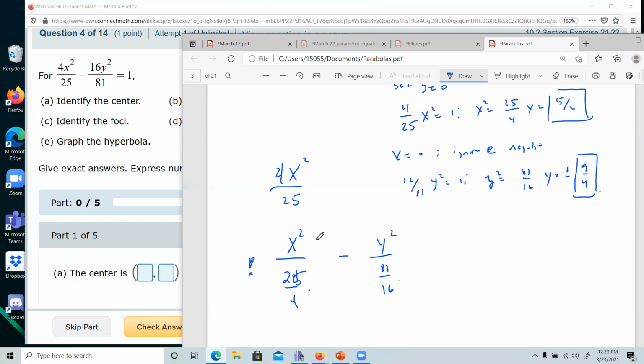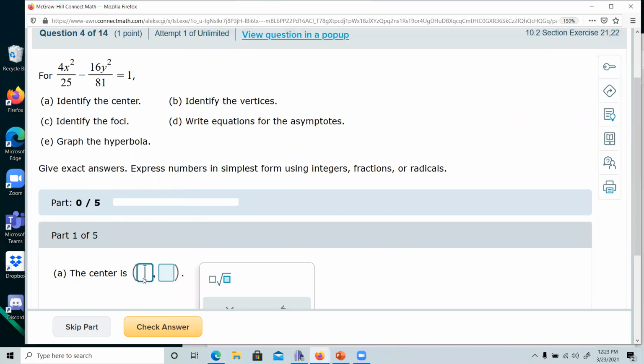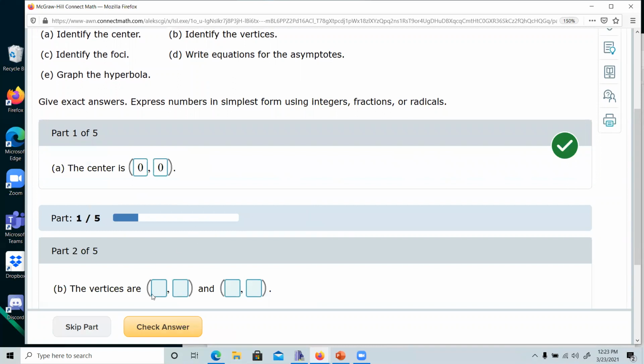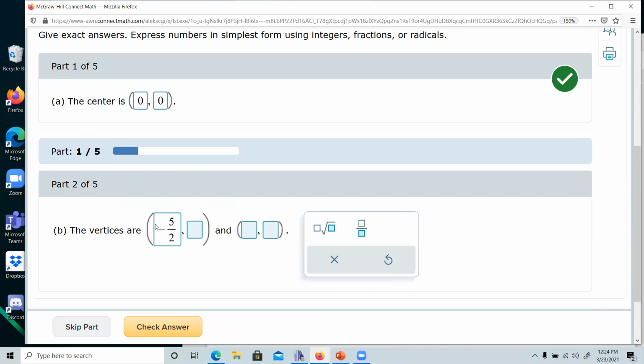But just remember to make it x squared over something, y squared over the other thing, and it's going to go okay. So in this case, center still 0, 0. Vertices, that's going to be negative 5 halves and 0. And then positive 5 halves and 0.